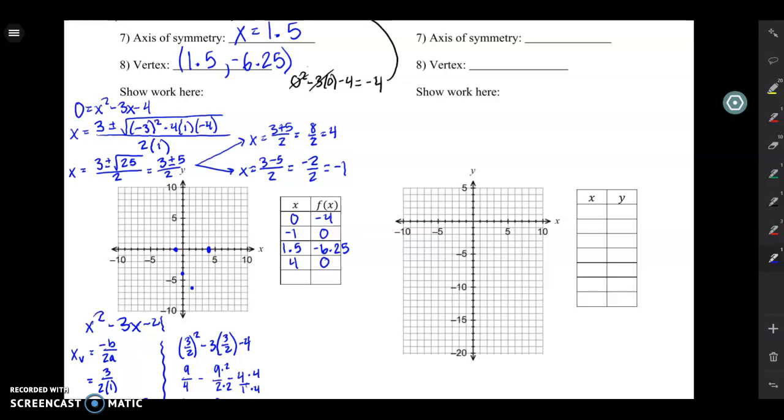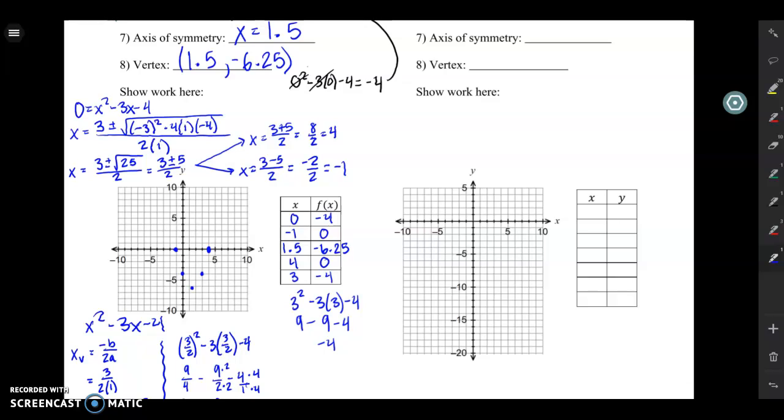So one thing you can do is you can use the pattern that we know, or you're also welcome to just plug in a random x value. So I'm going to show you what that looks like. I'm going to choose 3. So what happens when I plug in 3 to my equation? I'm going to go ahead and plug 3 into my original function. 3 squared is 9. 3 times 3 is 9. And then I have minus 4. 9 minus 9 minus 4 is just negative 4. So when I plugged in 3, I got negative 4. Which means that I have a point over here at 3, negative 4.